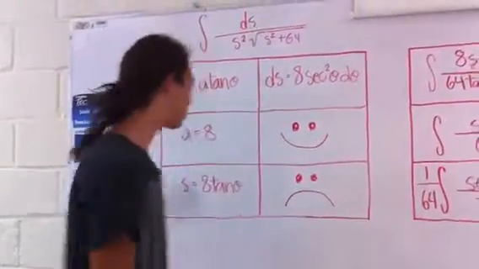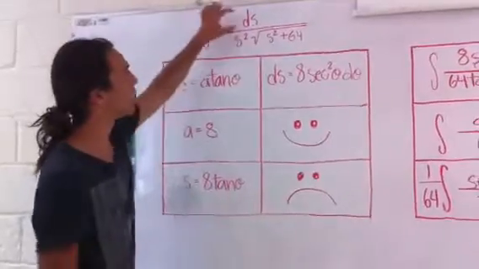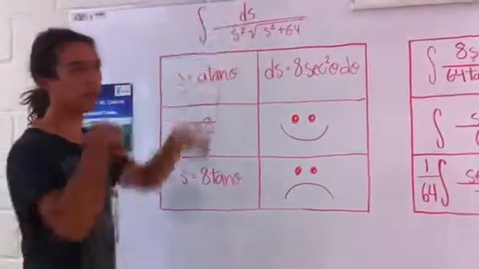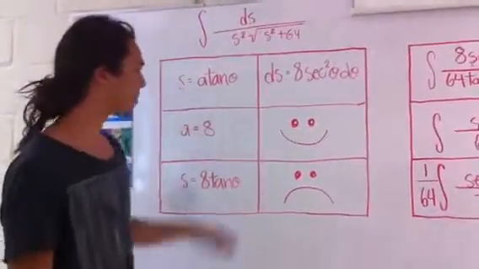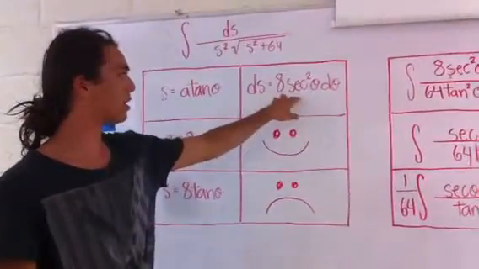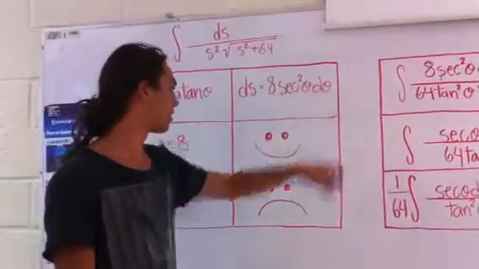Our next step is to derivate this so we can get our ds. That will help us integrate later on in our function. So ds equals 8 secant squared theta times d theta.